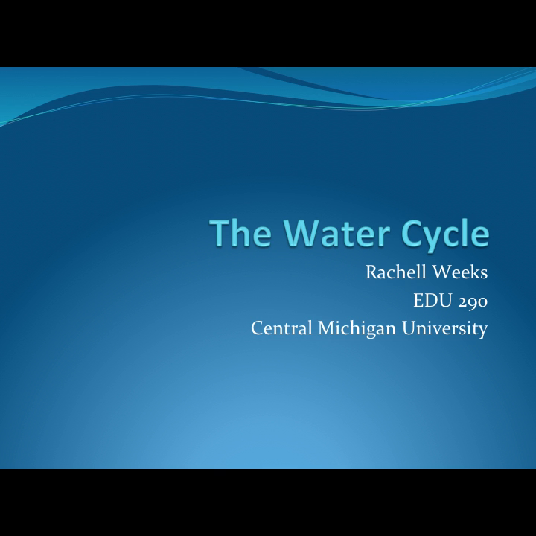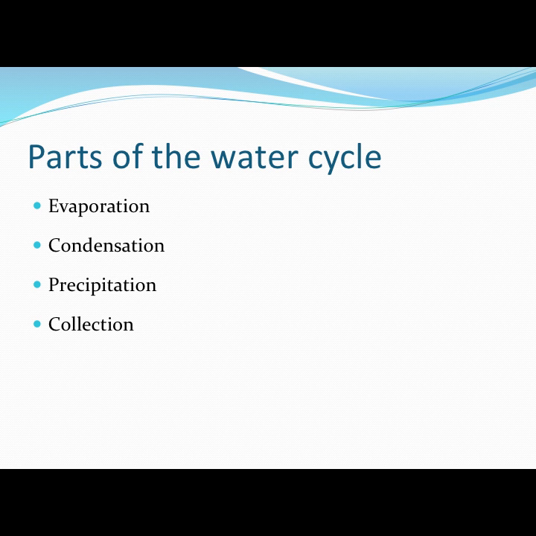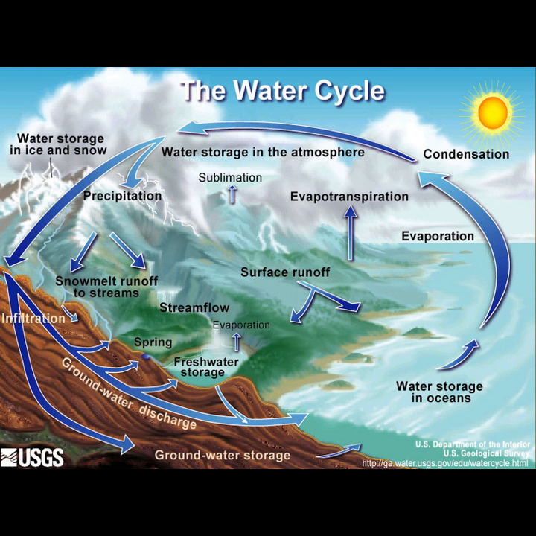Today we're going to learn about the water cycle. These are the parts of the water cycle. We have evaporation, condensation, precipitation, and collection. Here's a diagram of what the water cycle looks like. It's a little more in depth than we're going to go into today, but it's a good tool to see where the different parts of the water cycle happen.